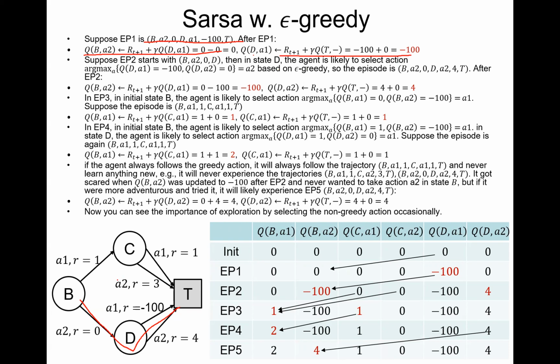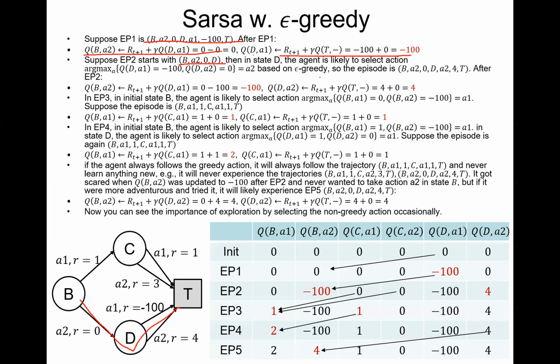So our initial state is B. Suppose at state B, you have two choices. Both have Q value equals 0, so you have pretty much a random choice. And you go to D. Suppose you go to D. And in state D, the agent is likely to select action argmax, which is A2, based on epsilon greedy.